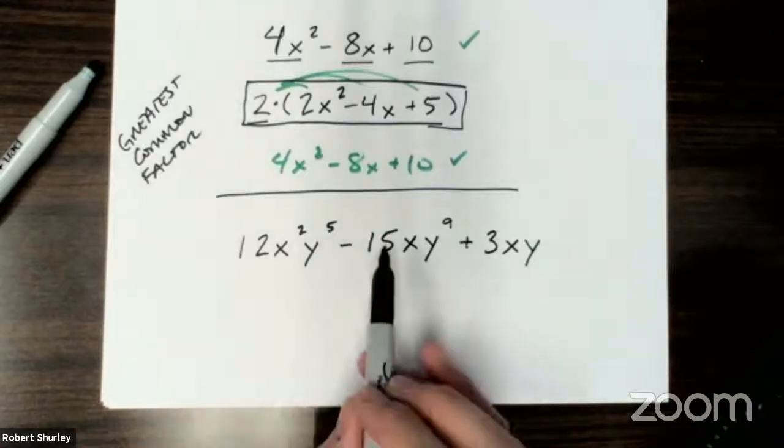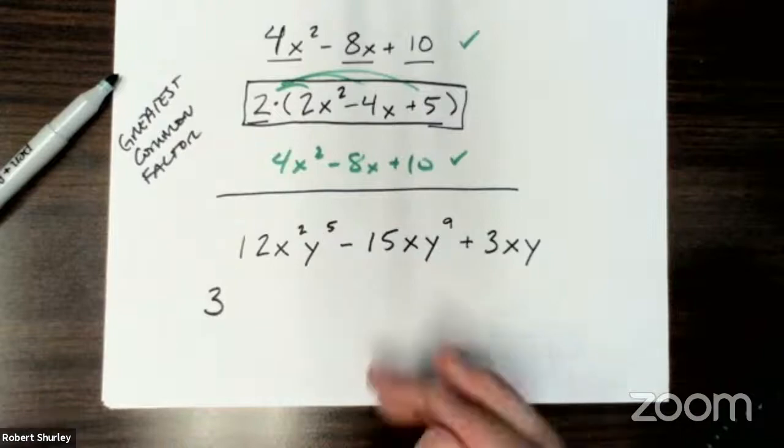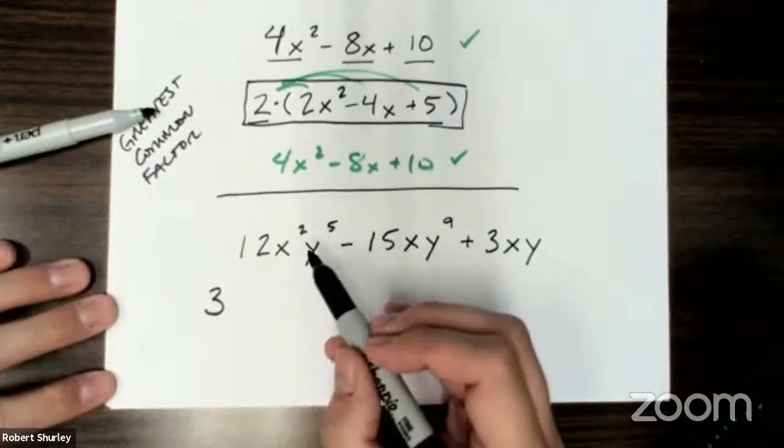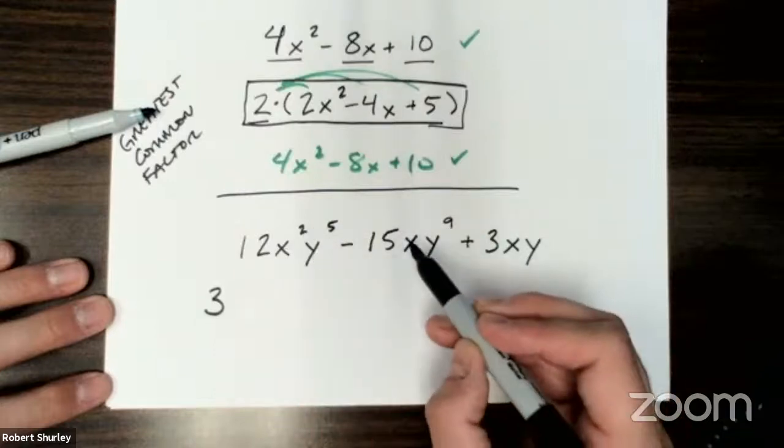Well, if we look at the 12, 15, and 3, we can definitely take a 3 out. So I'm going to write that down. And then I'm going to look at the x's. And now the goal is to really find the smallest x. So we've got x squared, x, and x.